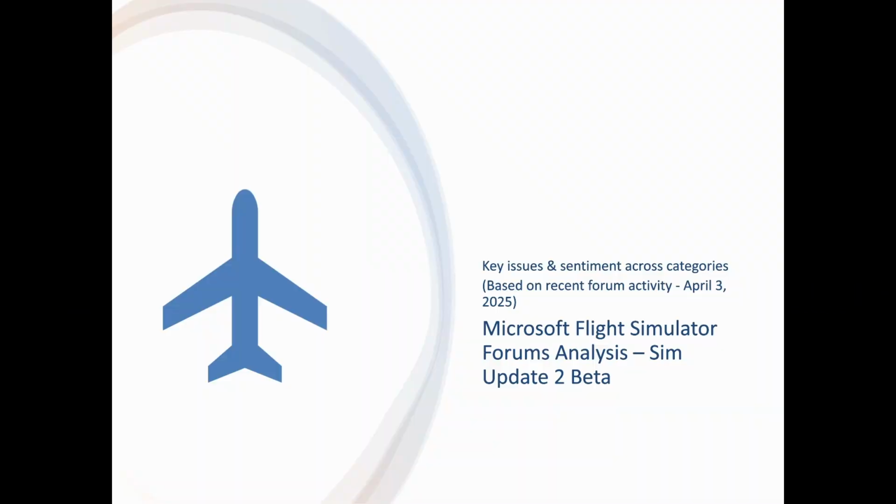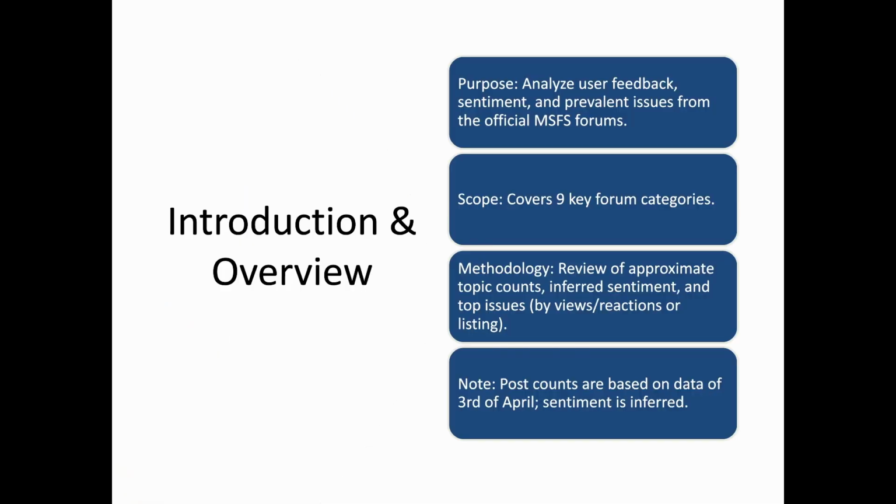So let's get started with the analysis. First, the introduction, right? The purpose was to figure out the user feedback and also the sentiment on the fora. You can imagine that on those fora, people are reporting a lot of issues. So sentiment is a bit discussable, but I also look at the top 5 issues. That's all based on the flightsimulator.com fora, specifically for Sim Update number 2. We will cover 9 key forum categories, for example, Crash to Desktop, the third-party solutions, and a lot more.